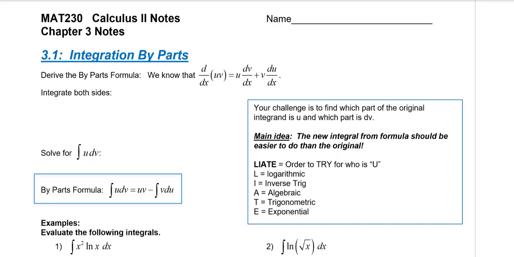Hi there, this lesson will be on integration by parts for Calculus 2. So let's start with something that we know. We're going to start with the product rule from Calc 1.